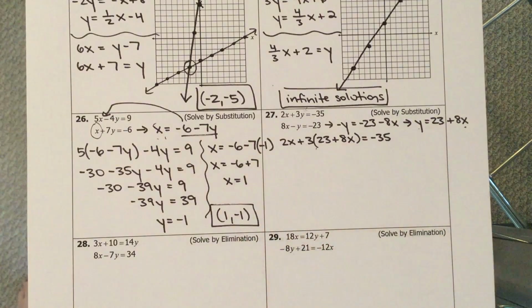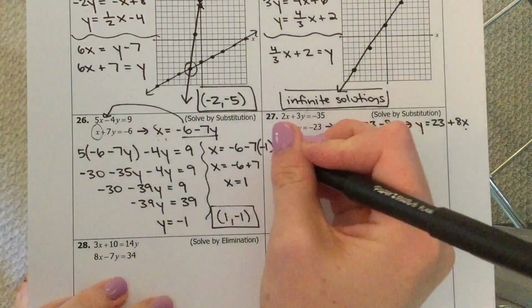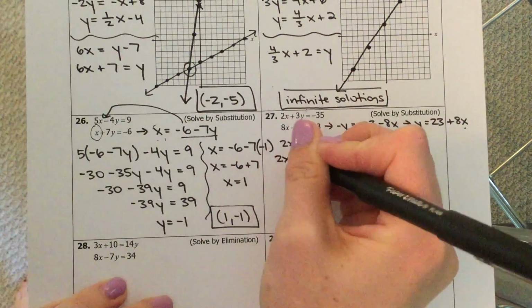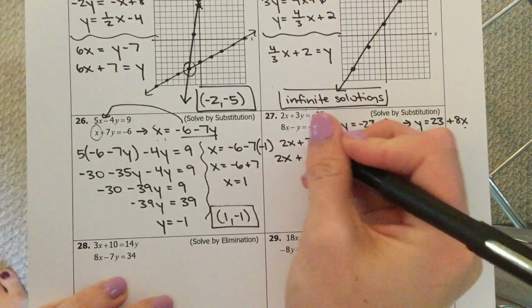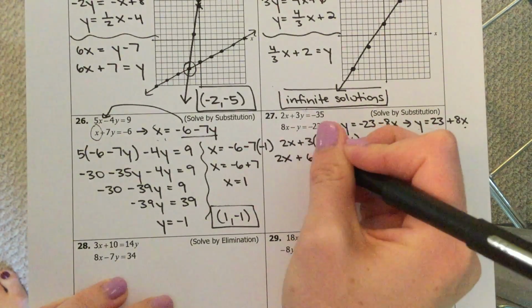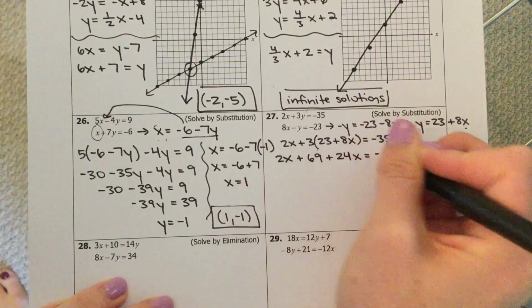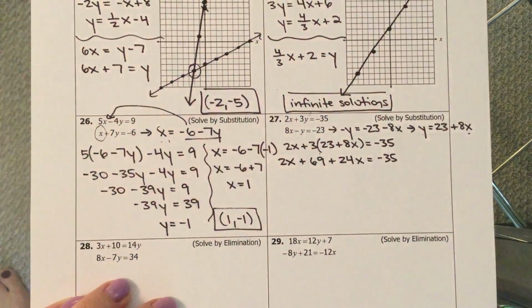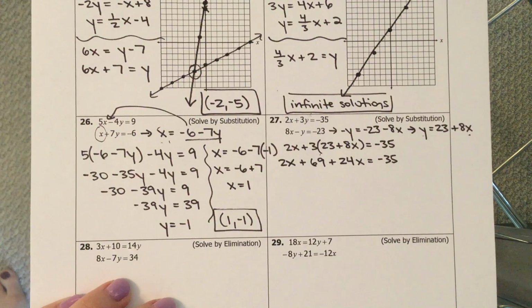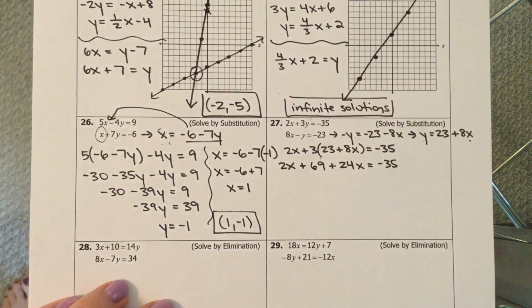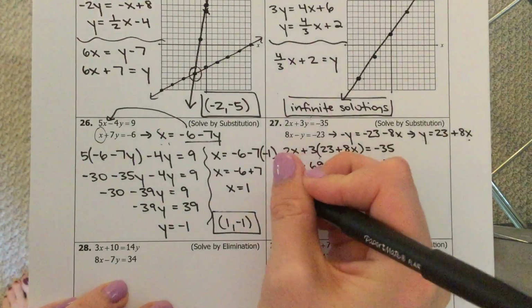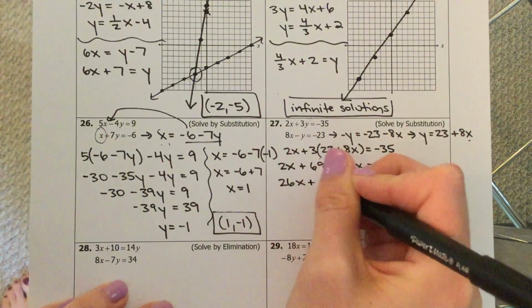So we only have x's here, so we can go through and solve for x. So 2x plus, and we distribute this 3 here. 3 times 23 is 69, plus 3 times 8x is 24x, equals a negative 35. So we've got a couple steps here we end up using to solve for x. So combine these, we get 26x.